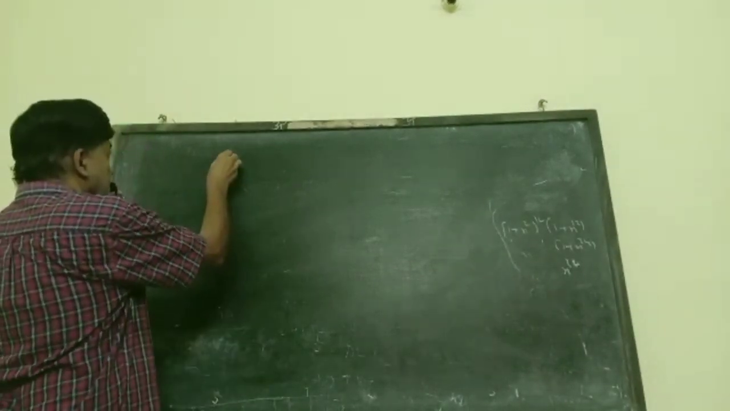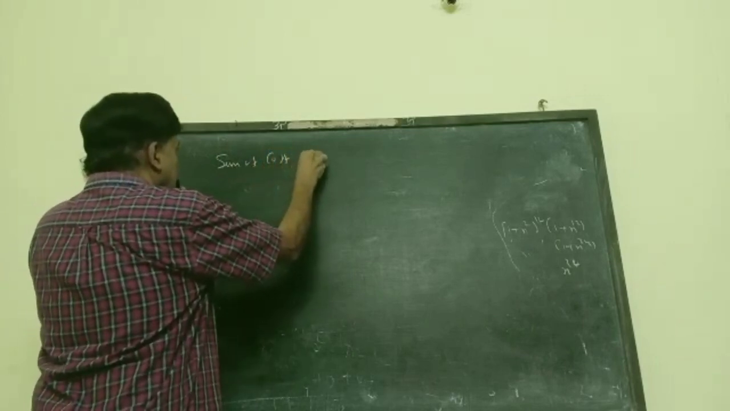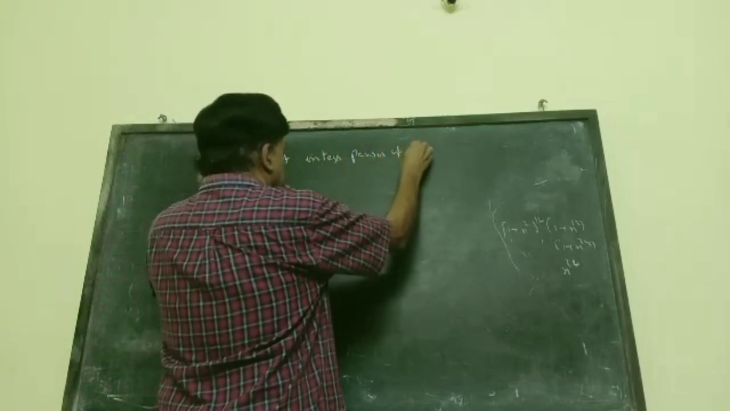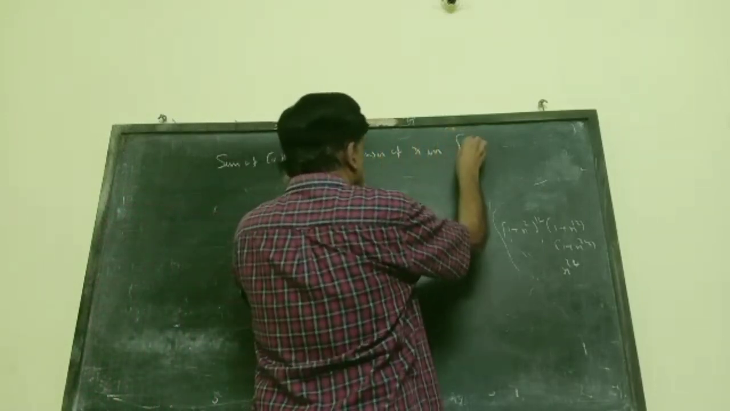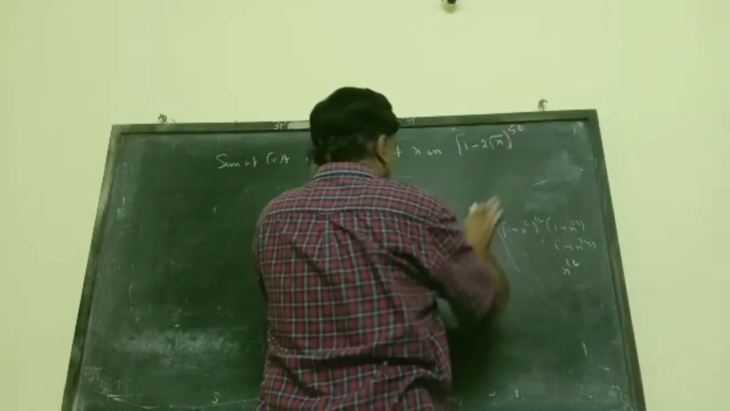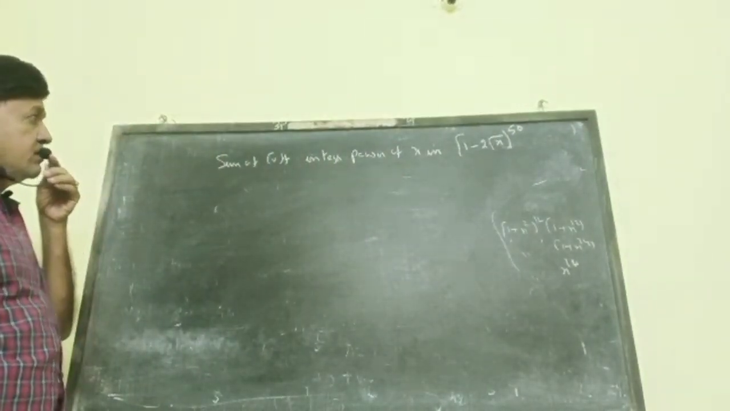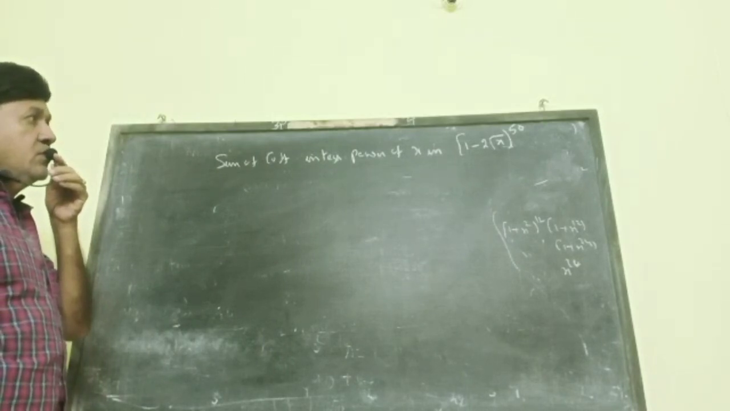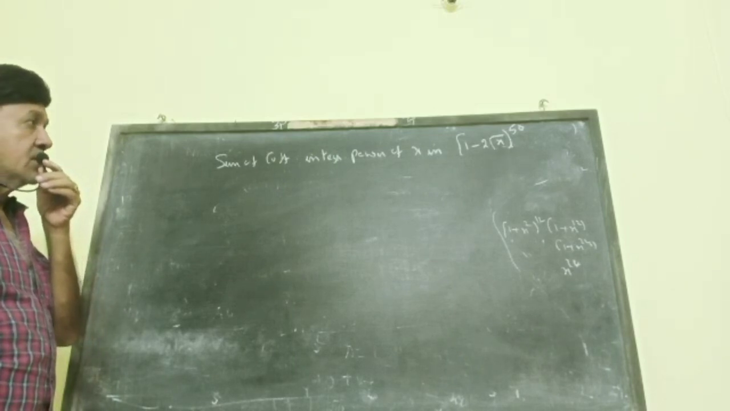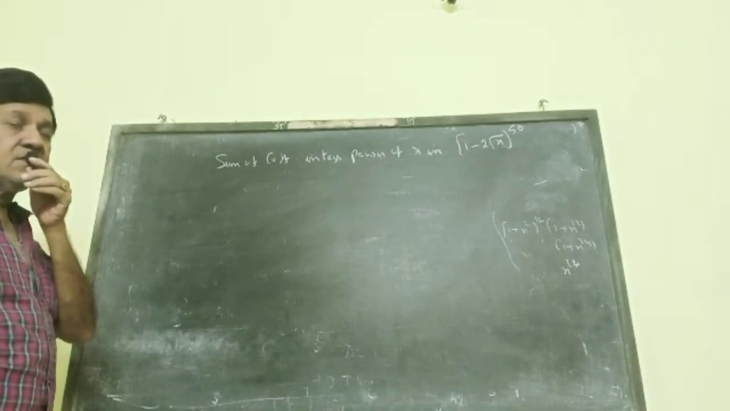The next question is: sum of coefficients of integer powers of x in the expansion of (1 minus 2 root x) whole power 50. See, the power of x must be an integer. Then you are supposed to calculate the sum of the coefficients of those terms.